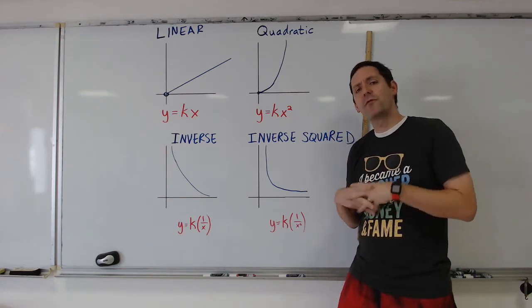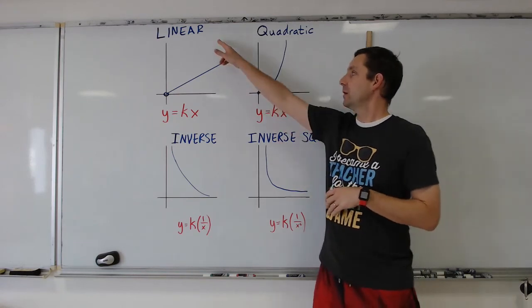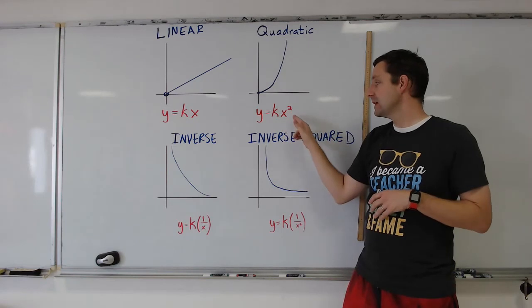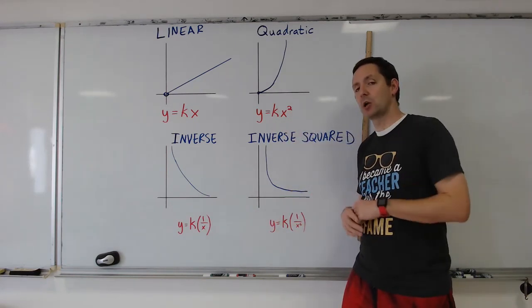All right, so for now, I just want you to get comfortable with the idea that we have 4 different types. Get comfortable with their names, get comfortable with their equations, and if you can do that, then we are good to go for now.